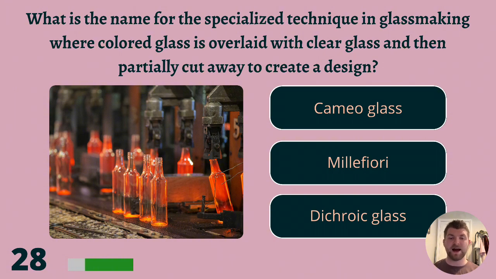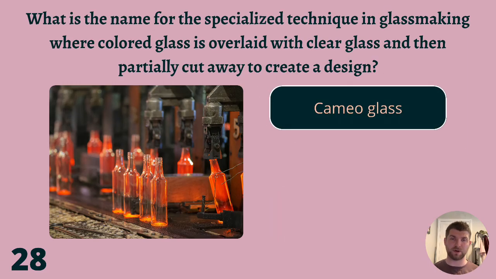What is the name for the specialised technique in glass making where coloured glass is overlaid with clear glass and then partially cut away to create a design? Cameo glass, millefiori, or dichroic glass? The answer is cameo glass.